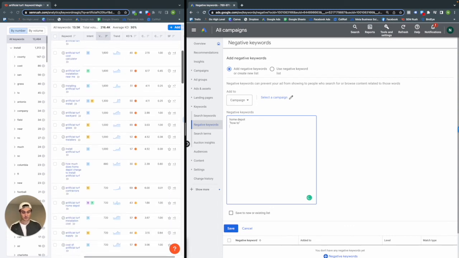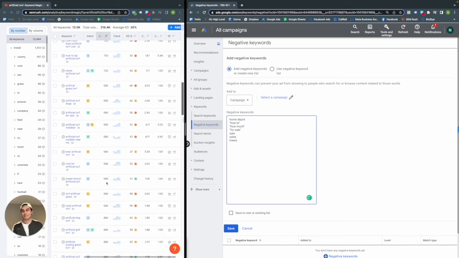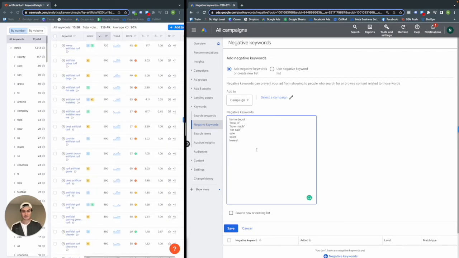Again, these are people shopping for quotes or still doing their research, right? How much. And then just to kind of speed up the process here, I'll add a few that I'm thinking of right now, right? For sale. This gets rid of a lot of people who are looking just for the turf mats to install themselves, right? So we have for sale. We have sale. We have sales. When you do negative keywords, you do want to do the plural of it as well, right? And let's see, what do we have here? Lowe's, another branded search we aren't looking for. And we have cost, another one we don't really want to target.